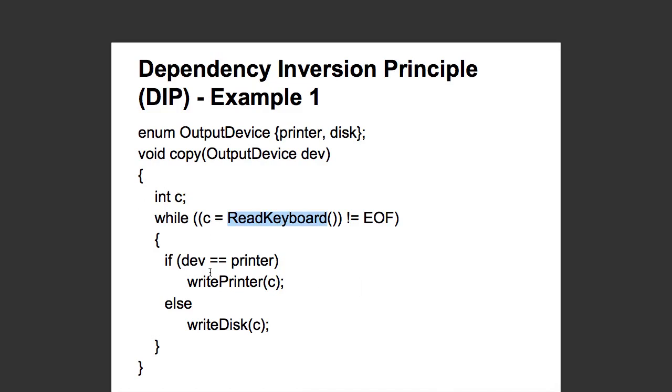And look at this specific implementation of it. So we are taking it using read keyboard. What it's doing is it's directly accessing the keyboard as the input, and depending on the output device, we are writing to a printer or writing to a disk. This copy method has a number of dependencies, for example, the input device, the output device and so on. But instead of declaring them as dependencies, it's directly accessing them, directly creating instances of them and taking the responsibility of talking to them directly.